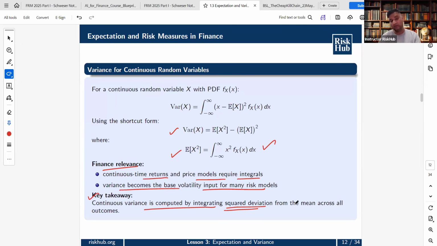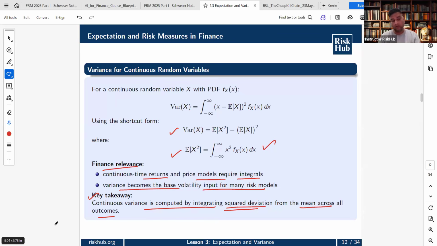Integrating square deviations from the mean across all outcomes, right? So we are now using an integral approach to calculate the same thing as we did in the previous slide. One is variance for a discrete random variable, one is variance for a continuous random variable. Both have similarities, but you need to understand that both are trying to achieve a different outcome.